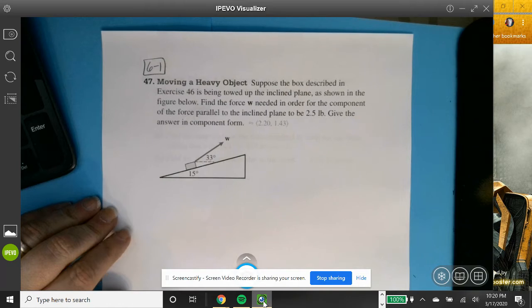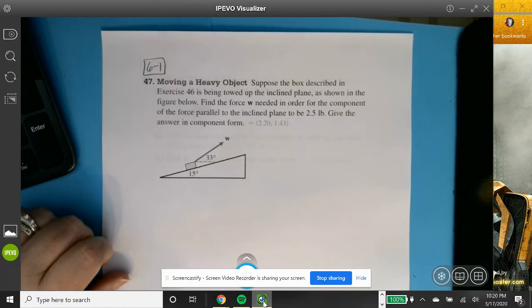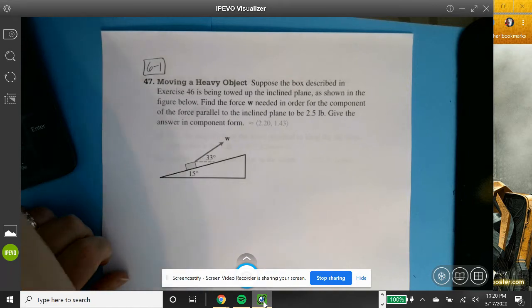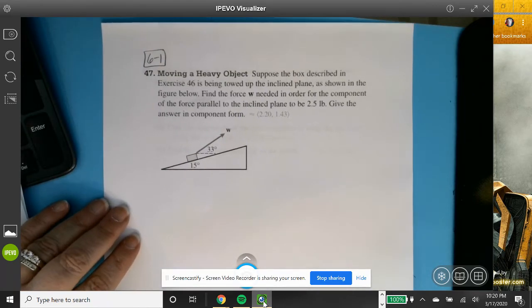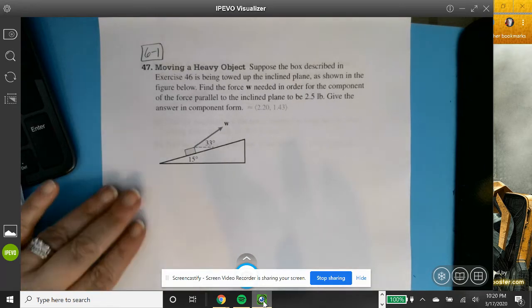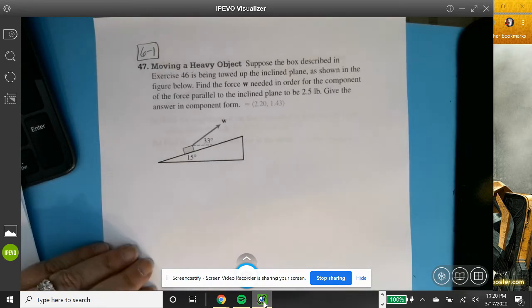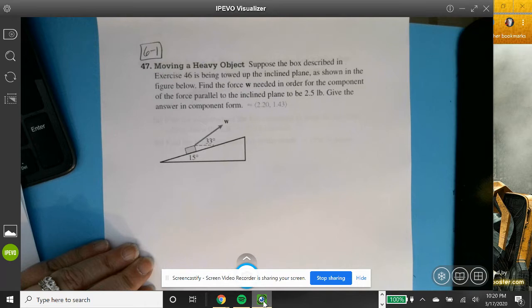I had two questions pop up here on homework from day one and then day two, and I owed you a short video on how to solve these two problems. And these both involve an inclined plane, so I don't want you to panic. These aren't difficult. You just have to think about them a little bit differently.